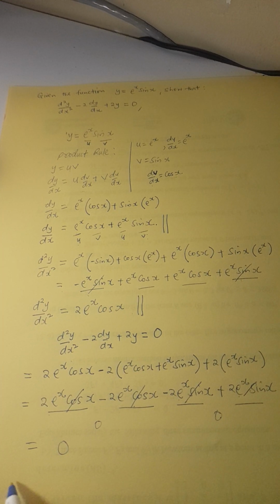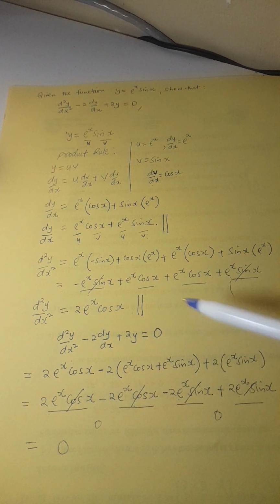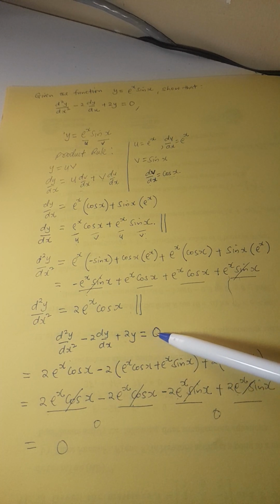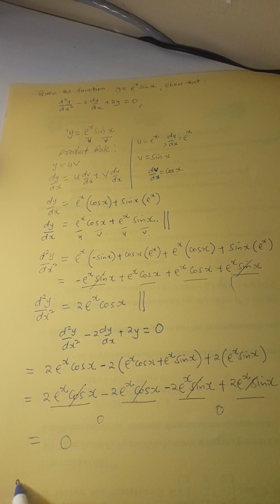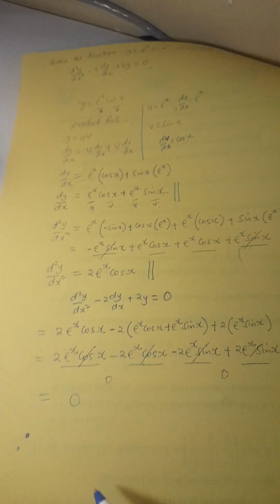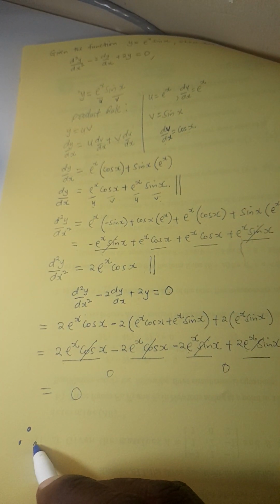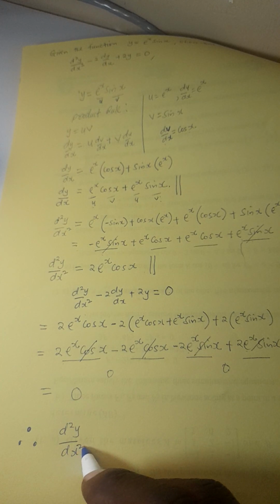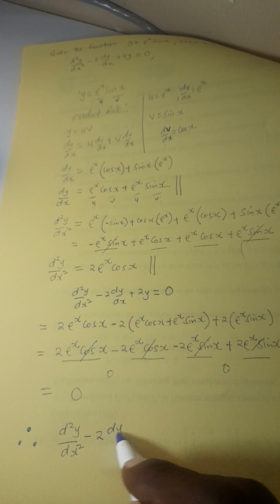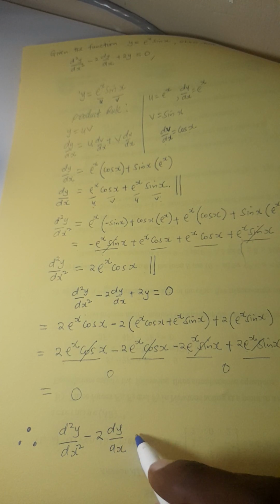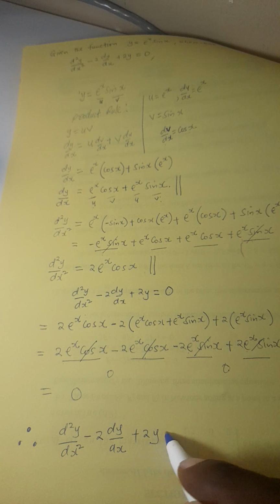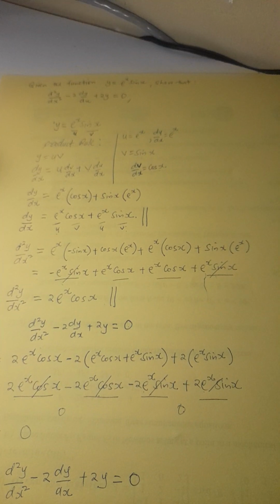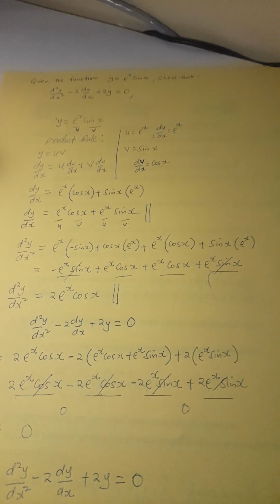So we can now say that we have proven that adding the second derivative, minus 2 times the first, plus 2 times the function, we get a 0. So we can now say that therefore the second derivative minus 2 times the first derivative plus 2 times the function is equals to 0. And that is the solution for our question.